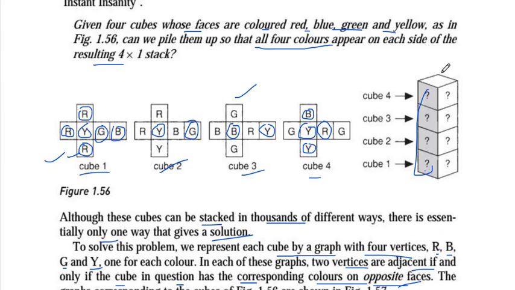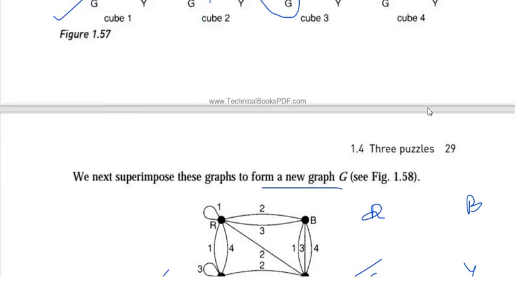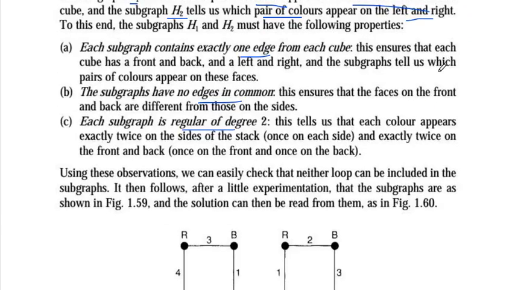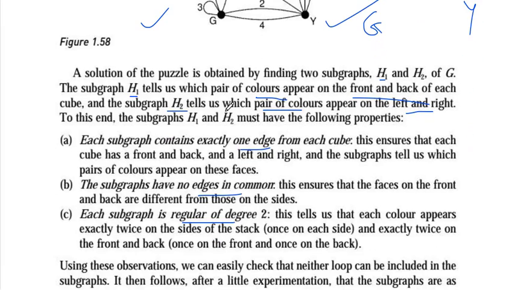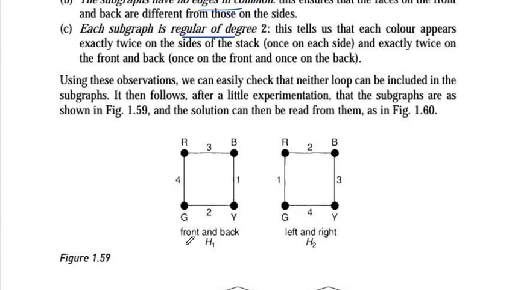Because we have to pile them up as a cube and show that all four colors appear on each side. So it is always going to face two opposite vertices, so the degree of each vertex is always 2. So these three conditions have to be followed: one edge, no loop, and degree of each vertex 2. First of all, front and back, and left and right.